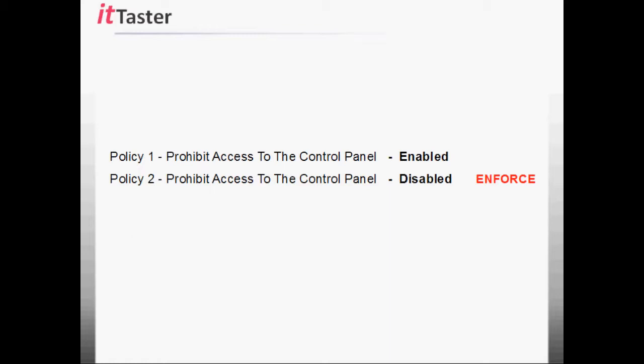Prohibit access to the control panel is enabled, but because policy 2 is enforced, even though policy 1 is processed last, policy 2 wins. The policy setting applied is prohibit access to the control panel disabled. Let's take a look at this in action.